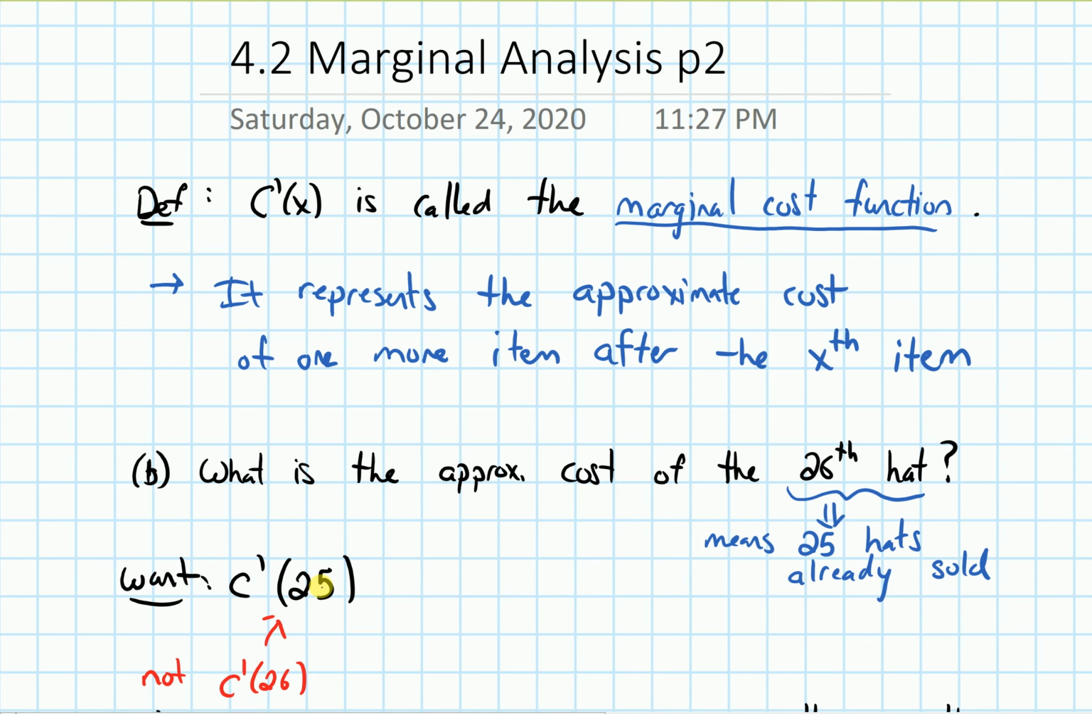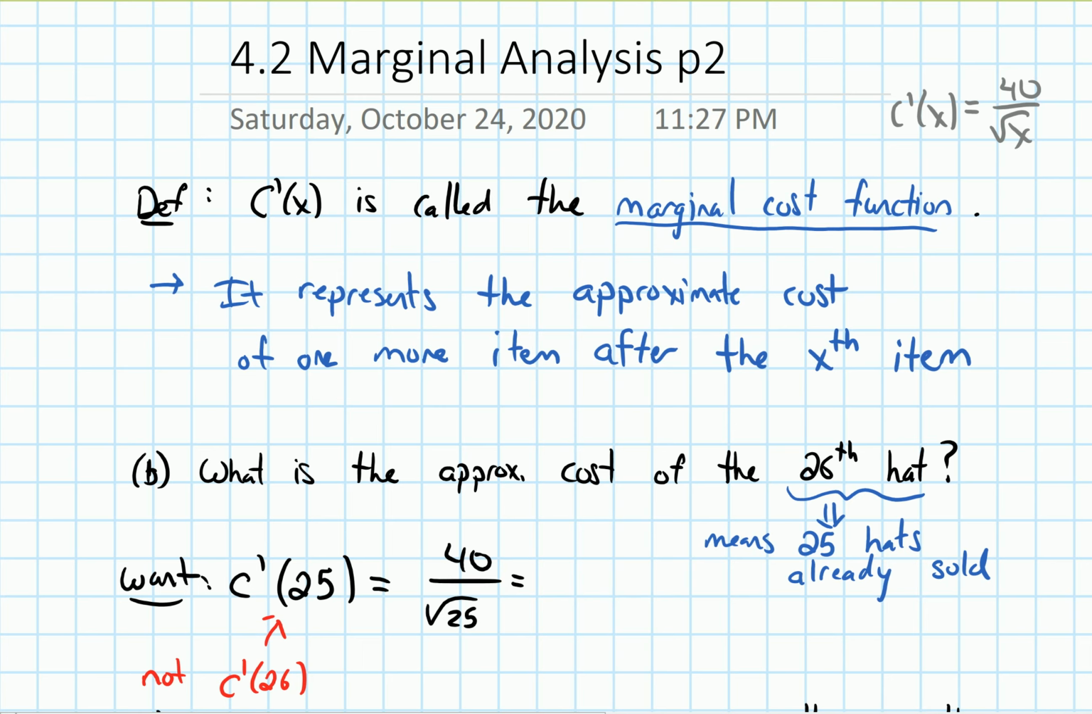Because C prime of 25 means, well, there's already 25 hats done. That's what the 25 means, plugging that in. Whoops, I forgot to write the vertical line of the word the here. Okay, so C prime of 25 means we already have 25 hats. And now tell me the approximate cost of one more. In other words, the 26th. Okay, so if I use my derivative, so let's recall C prime of x was 40 over square root of x. And if I plug 25 into that, we will get 40 over root 25.